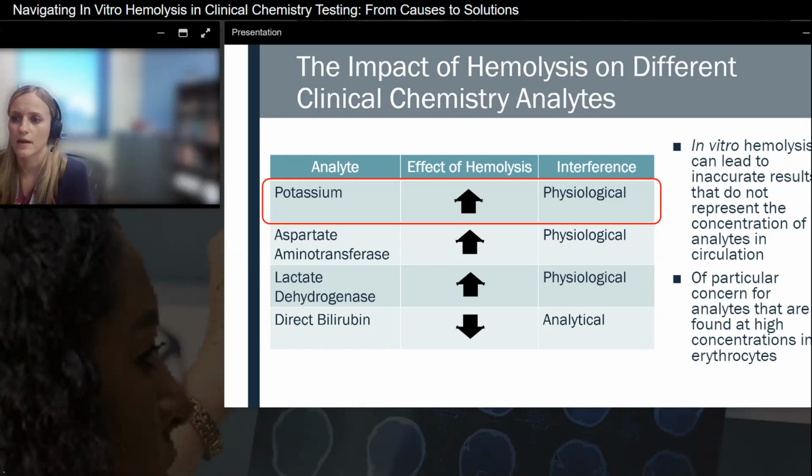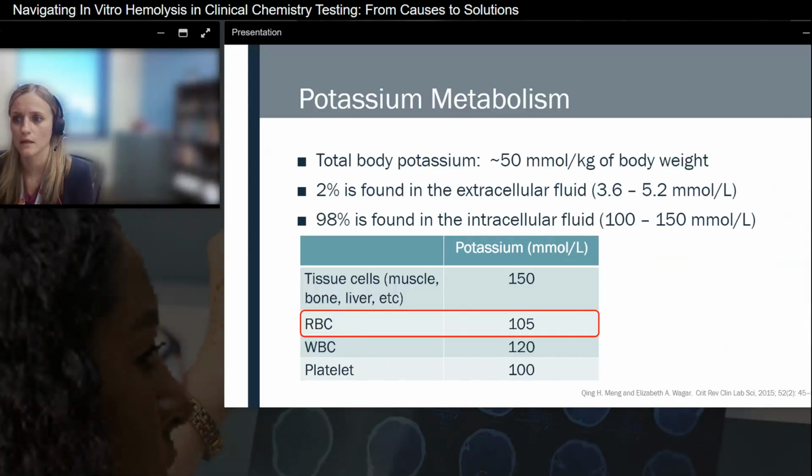To better understand the impact of in vitro hemolysis on an analyte, I want to go through potassium as a case study. I chose potassium due to its importance in regulating many bodily functions, such as heart function. Inaccurate potassium results can lead to inappropriate medical interventions or lack of interventions. So it's very important that we are able to report out accurate plasma potassium results.